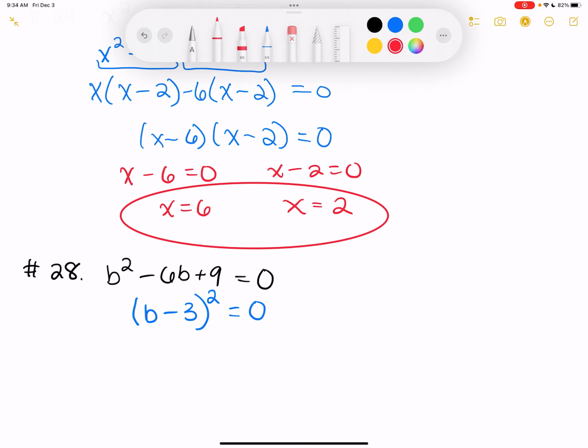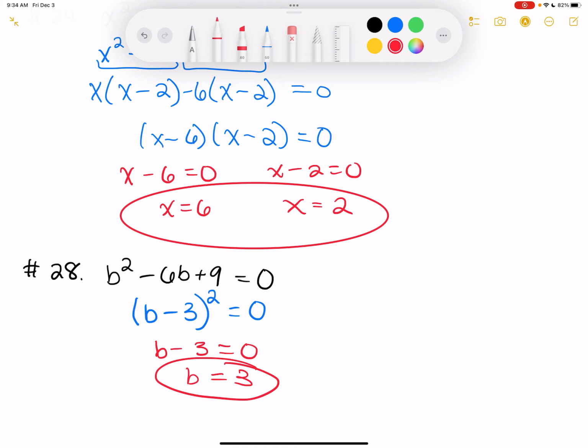So if we need to undo a square, we take the square root. Taking the square root of 0 is still just 0. So that's going away. So we have b minus 3 is equal to 0. Move it over. B is equal to 3. So if it's a perfect square trinomial, there's only one solution. Yes. Well, because they're both the same solution. Yeah, because it's technically a repeated solution.